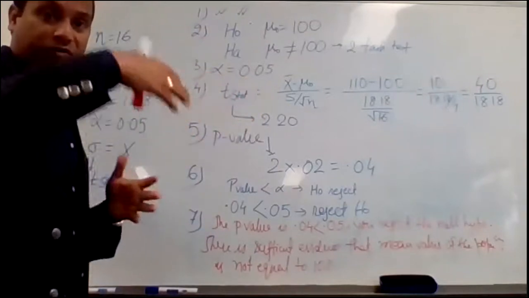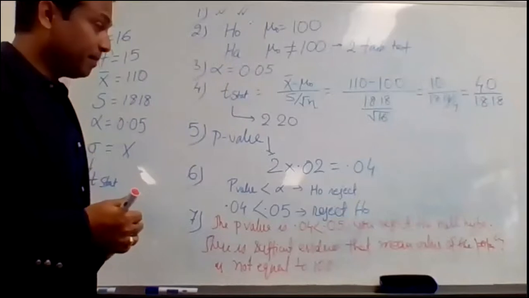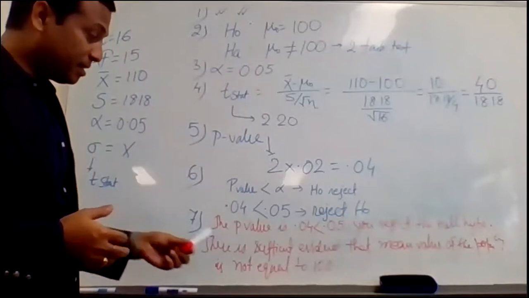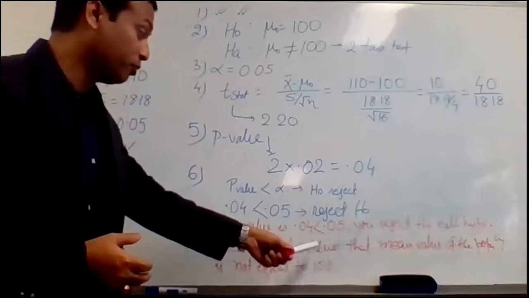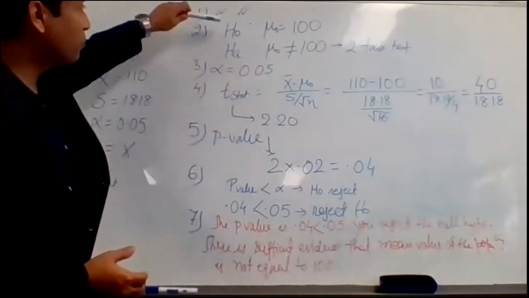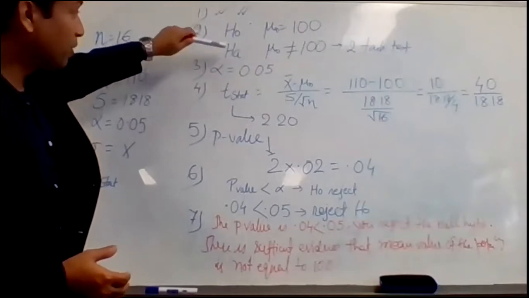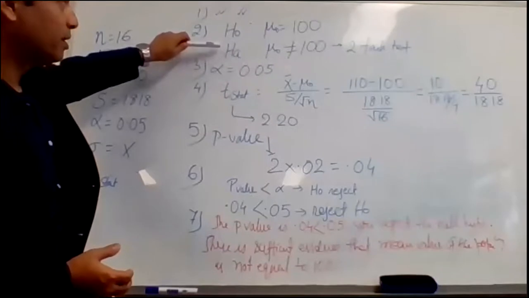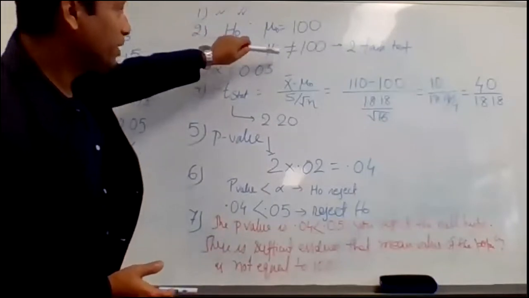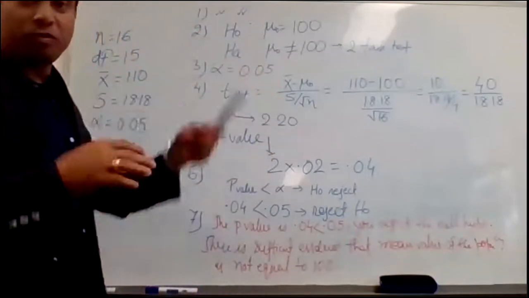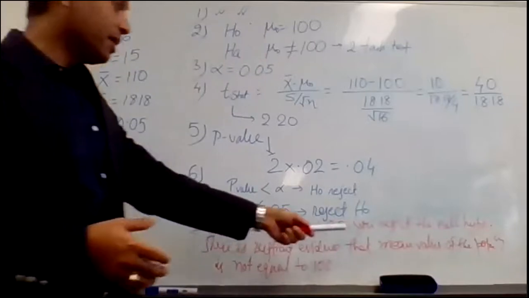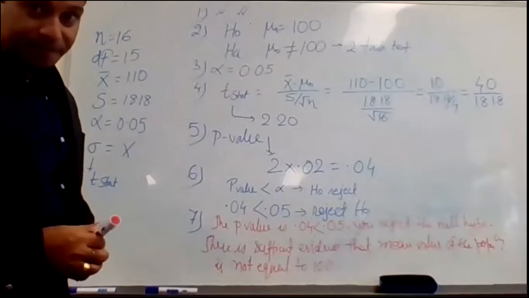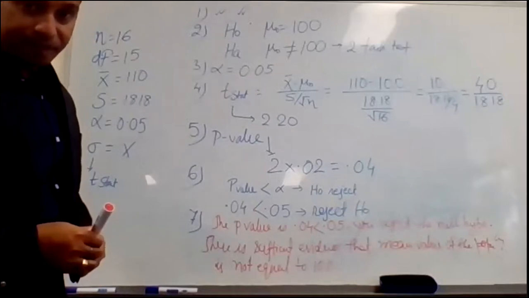We are trying to generalize for the population, right? Population mean. This is important: not equal to 100. We got support for this one, because the null is rejected. So that means we have evidence for this one, that the mean value is not equal to 100. So there is sufficient evidence that the mean value of the population is not equal to 100. Is that clear? Yes.